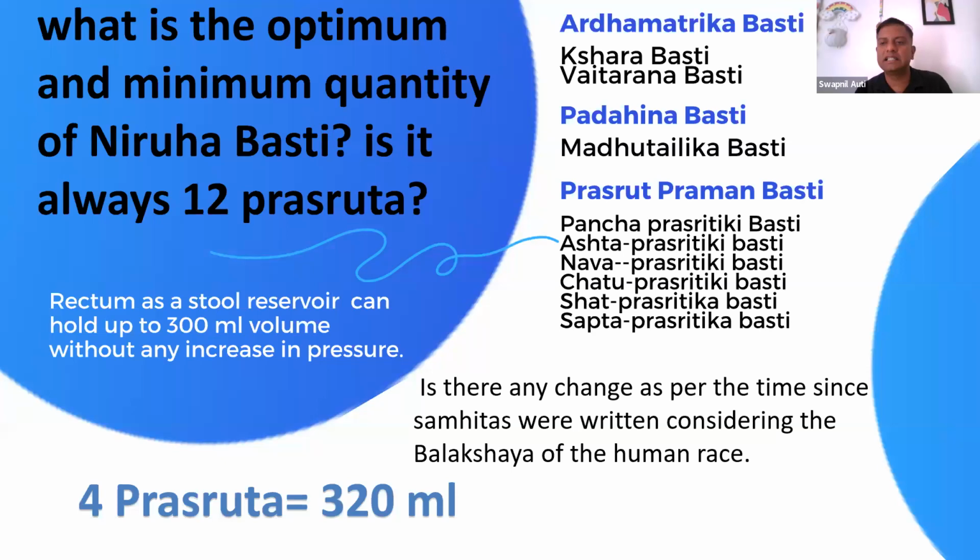Basti, especially Niruha Basti, is intended not to stay in the rectum. It has to go to the colon, and there it has its main action. The Chatuprasruti ki Basti explained in Charaka is basically a Shukra Balaprad Basti. In that particular Basti, if it remains in the rectum, the absorption of those contents which have Vajikarana action is good. So for that reason, he reduced the dose.